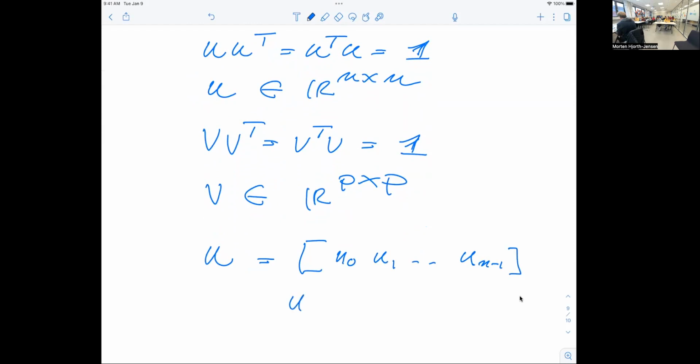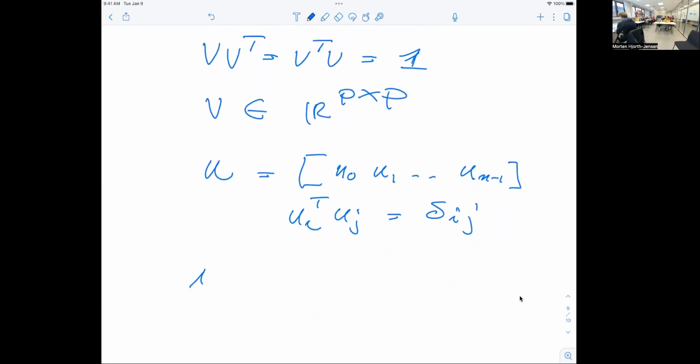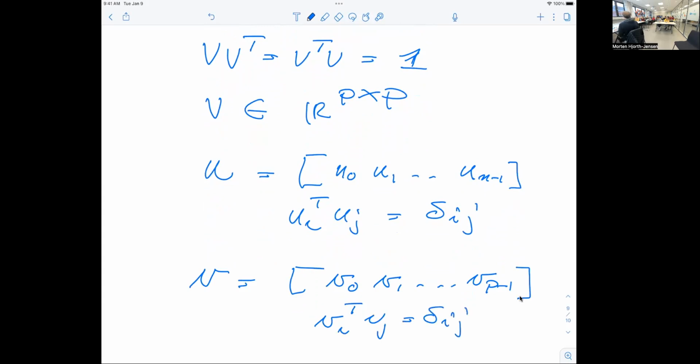So you can take u_i transpose times u_j. These are now the vectors. These are the orthogonality relations. And similarly, the matrix V can be rewritten in terms of the column vectors, V0, V1, all the way up to V of p minus 1. And again, I have v_i transpose times v_j, which is equal to delta_ij. So these are just definitions which I'm setting up.